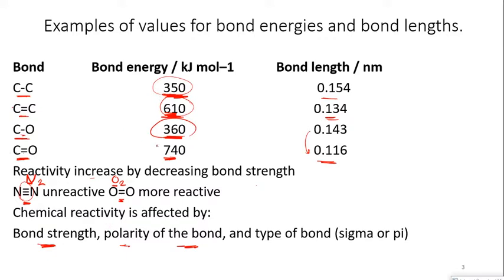I could see that in here C=C, I have a value of 610, which have the same electronegativity, while C=O, there is a difference in the electronegativity, so there is some polarity in that compound. This is why I increased my bond energy. And as for the type of the bond, if I have a sigma bond, it will be harder to break, while a pi bond is easier to be broken.